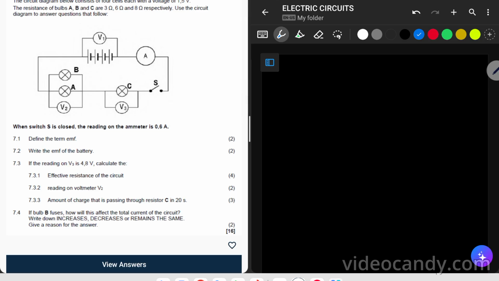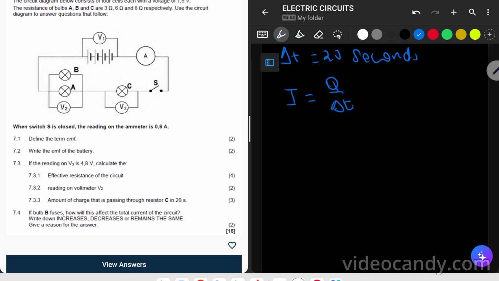Calculate the amount of charge that is passing through resistor C in 20 seconds. So you're looking for Q. That's what you're looking for. What do you have in the illustration? You do have the time, which is 20 seconds, so you don't need to convert. When what you're looking for is Q, which formula has both Q and t? It is this one: I is equal to Q divided by change in time.